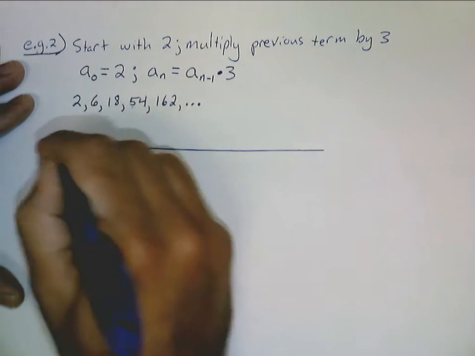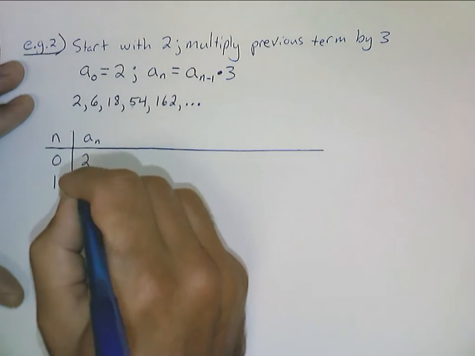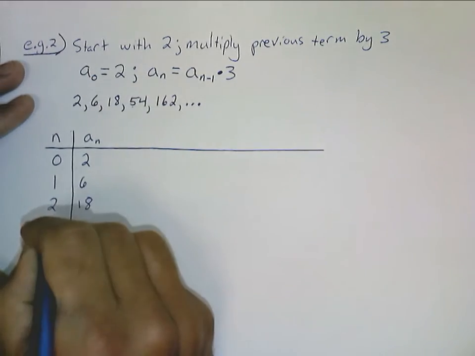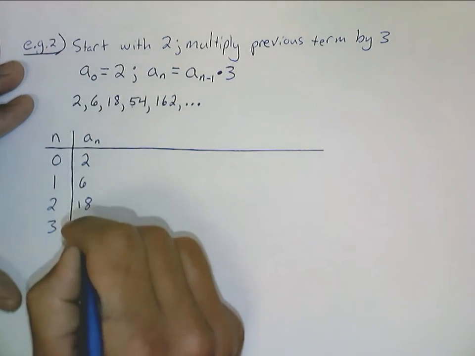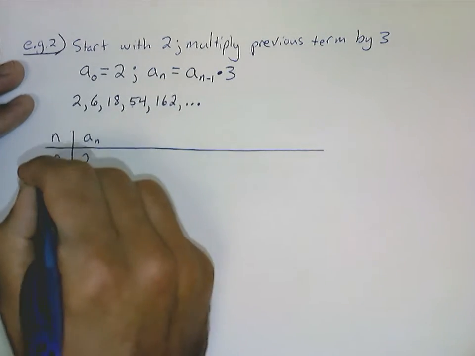When n was 0, a sub n was 2. N is 1, a sub n is 6, 2 matches up with 18, 3 gave us 54, the fourth term was 162, and so on and so forth.